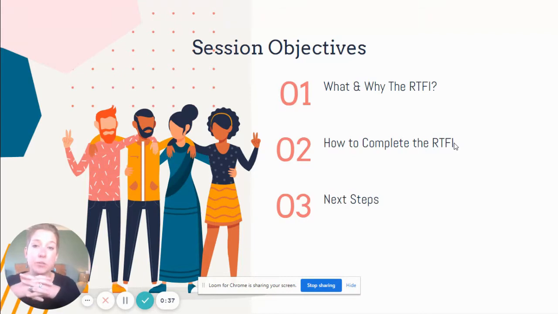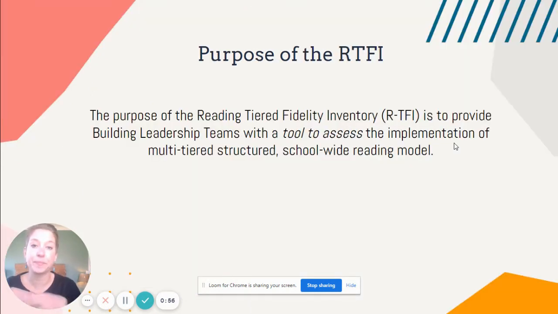Today, what we're going to do is make sure that we have a clear understanding of what the RTFI is, why we use the RTFI, and why it's even important in the first place. Then we're going to walk through the logistics of how to complete it, and then we're going to talk about what you're going to do with this information after you complete the RTFI.